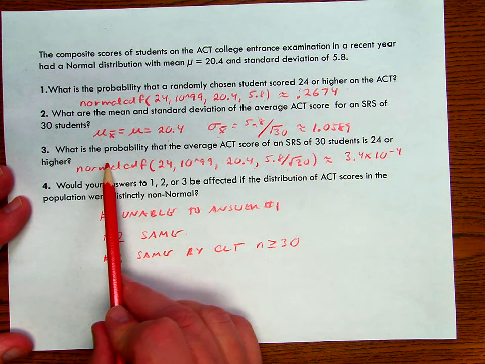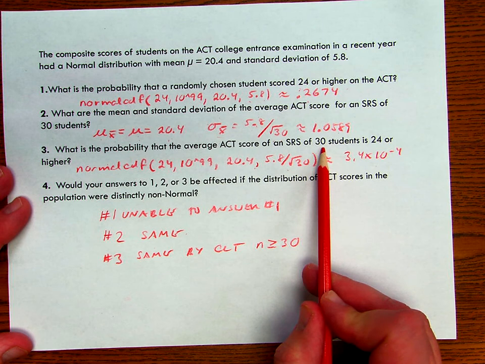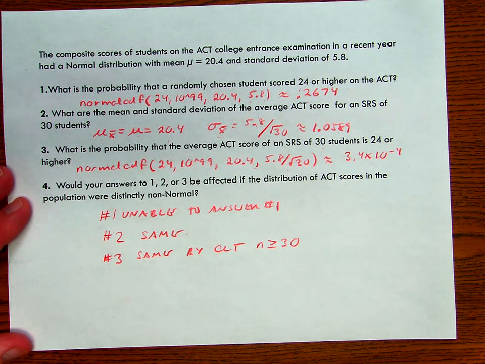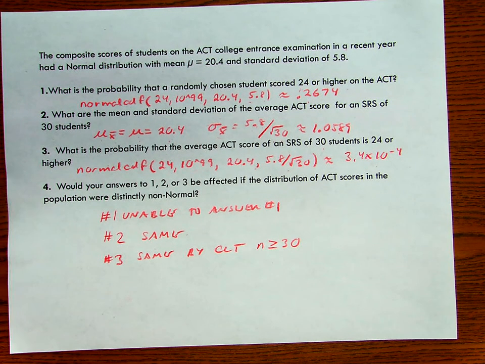Okay, this one here, we do have a sample size of at least 30. So if our sample size is at least 30, it doesn't matter what the population shape is. We would get that same answer by the central limit theorem. As long as the sample size is at least 30, then our sampling distribution is approximately normal.